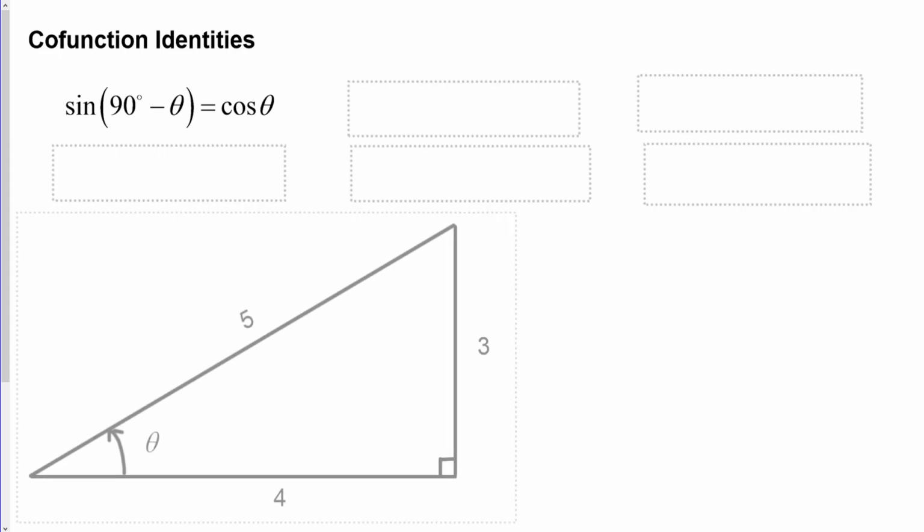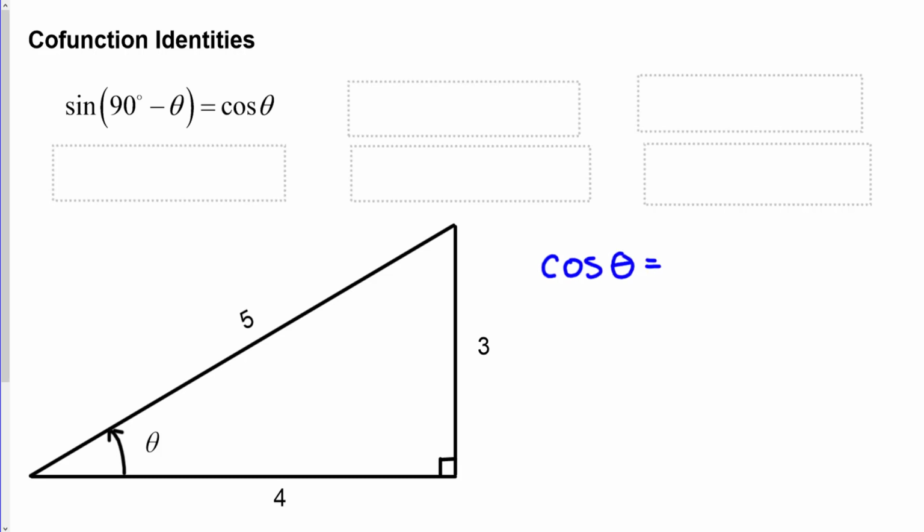Let me show you what I mean. So if I have a right triangle, a 3, 4, 5 triangle, this is a very special triangle where the ratio of sides is all integers. So it's an easy one to do examples with. So if I have an angle measure theta on a triangle that is 3, 4, 5, then the cosine of that angle measure would be the adjacent side over the hypotenuse, which is 4/5.